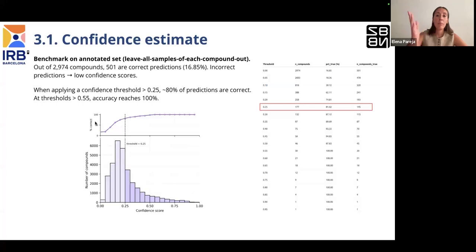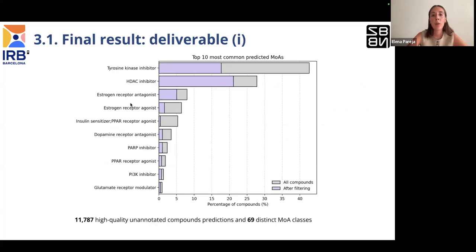So if we play a bit with the threshold, we can see that, for example, if we put a threshold of 0.25, for more than 80% of the cases, you are going to give a correct prediction. So this is what we did at the end. And with this 0.25, we were able to produce almost 12,000 high-quality predictions for previously unannotated compounds.